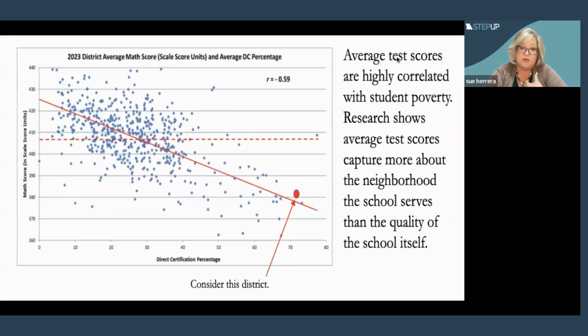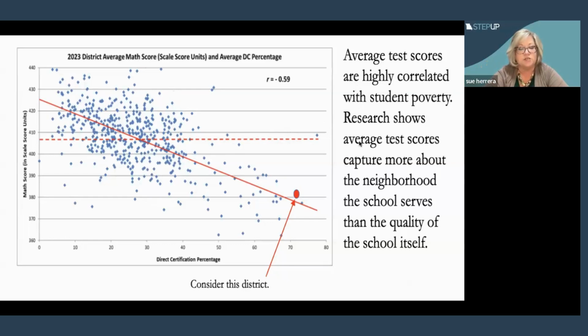I thought, for me, being a data nerd, I thought this was so interesting. They give you this scatter plot, and each one of these dots represents a school district. And this red line is where we average the proficient score. So that's like that bell curve, right? So the average test scores are highly correlated with student poverty. Having been a principal of students who were in poverty, this really spoke to me.